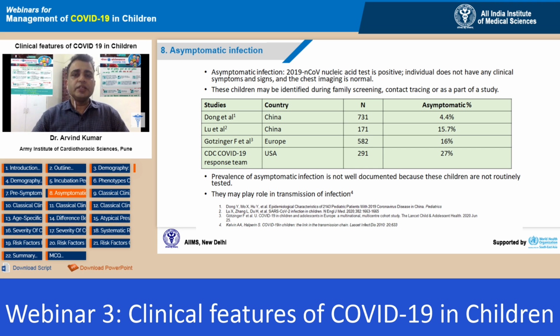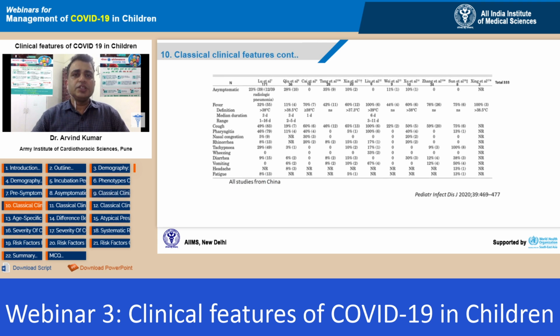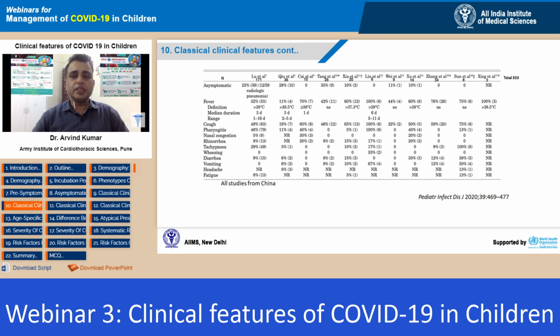Children with COVID-19 typically present with fever, cough, and respiratory difficulty that's similar to other viral infections. This table shows clinical features from 11 studies, all from China, that included 333 children. Here, asymptomatic infections range from 0 to 35%, and fever and cough markedly varied, ranging from 11% up to 100%. This may be due to many small studies included in this review. Other features included pharyngitis, rhinorrhea, wheezing, diarrhea, vomiting, headache, and fatigue.